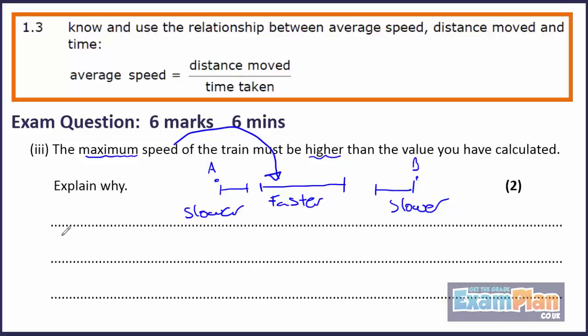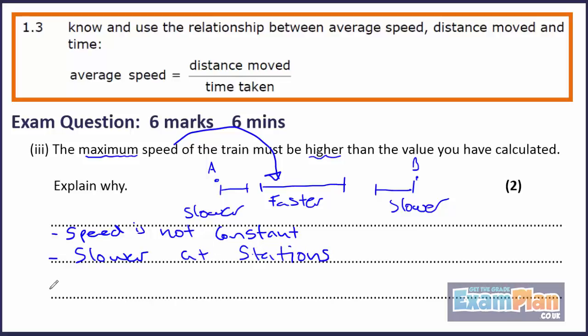As it is stopping at stations A and B, it must be travelling slower as it arrives into the stations and when it leaves. So let's answer this by first stating the obvious. 1. It is an average speed, so the speed is not always constant. 2. It slows down approaching the stations and when leaving them. 3. So the speed in between the stations must be greater than the average.